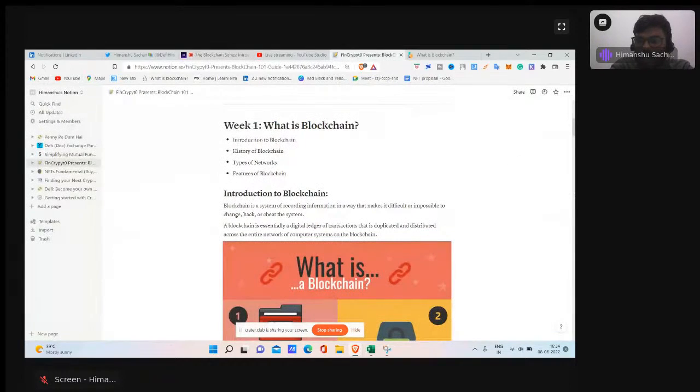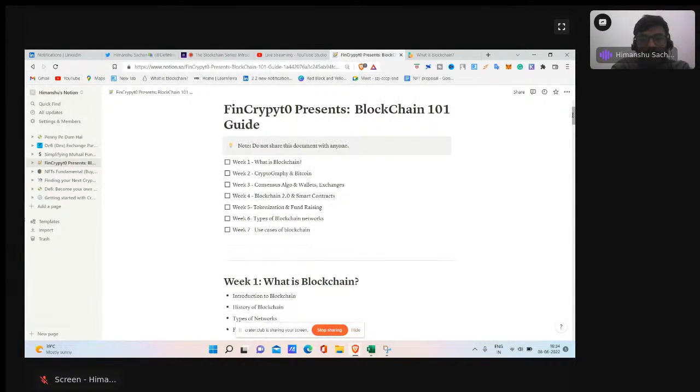Cool. So this is the curriculum. This is the next 7 weeks of content that we are going to talk about in the blockchain space. We'll start with what is blockchain. Then we'll talk about cryptography and Bitcoin. We'll talk about consensus algorithms, wallets, exchanges. We'll talk about blockchain 2.0. We'll talk about smart contracts. We'll talk about tokenization. We'll also talk about how to raise funds and how to start your own product.